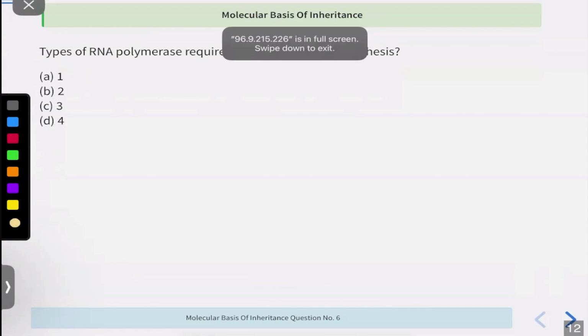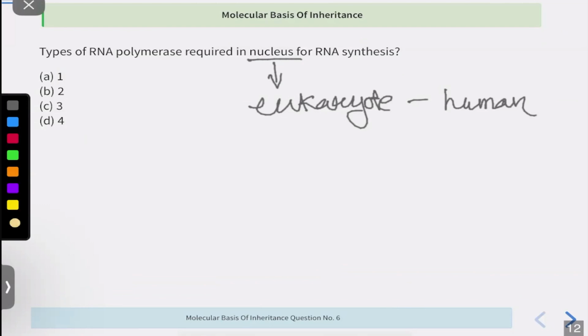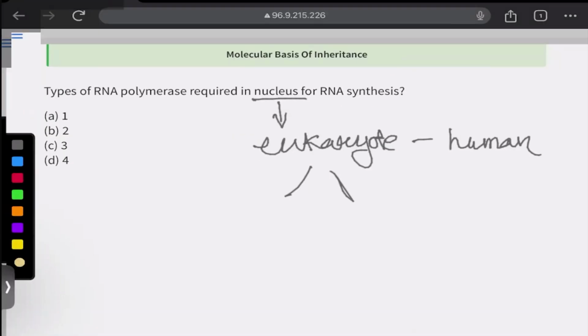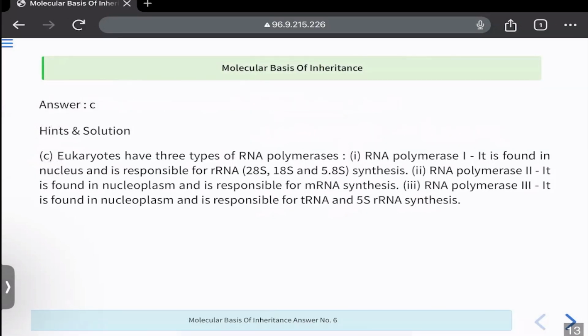Types of RNA polymerase required in the nucleus for RNA synthesis. So this question is a bit incomplete. They have asked in the nucleus. That gives you a hint that this is a eukaryote, possibly human. So this is not a bacterial RNA synthesis that we are trying to elicit. So in eukaryotes, you know that there are 3 types of RNA polymerase: RNA polymerase 1, RNA polymerase 2, RNA polymerase 3. So the answer will be C.